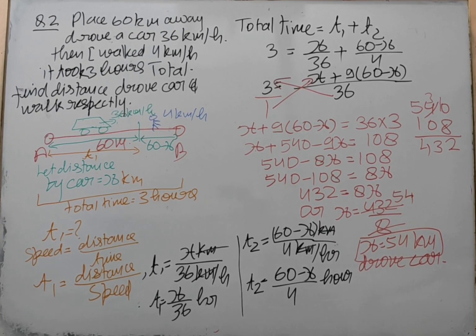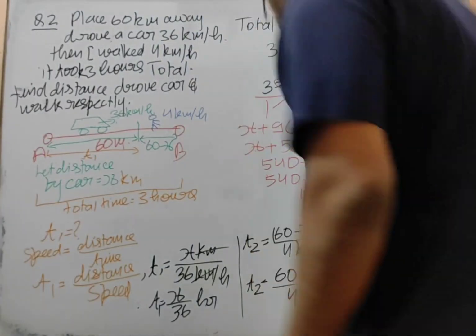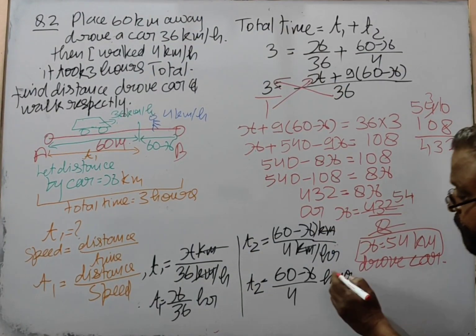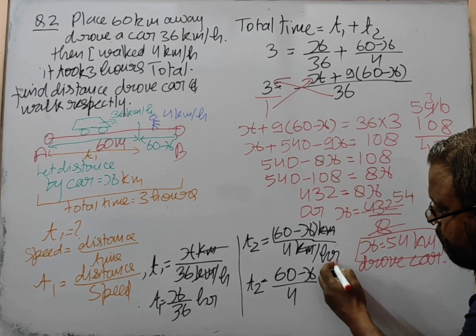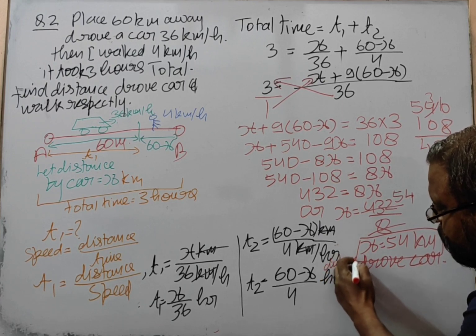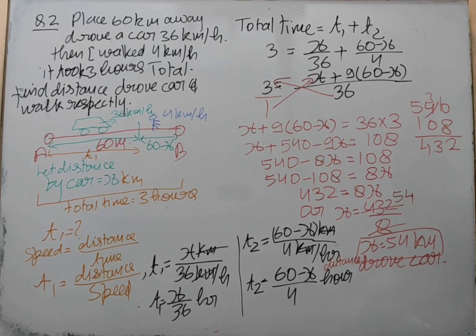So should I start? We get x is equal to 54 kilometers. That is the distance driven by car. Right. Or we can say the distance driven by car is 54.